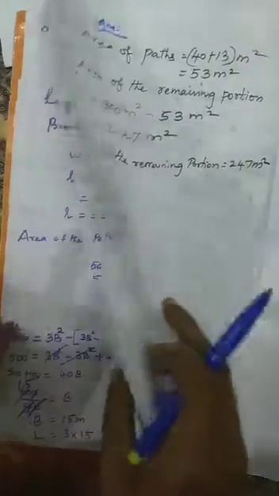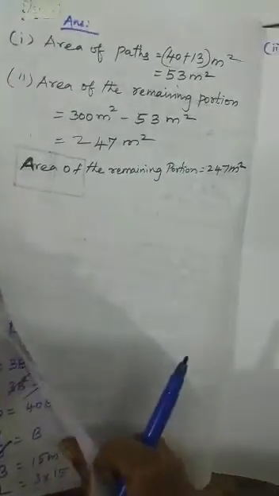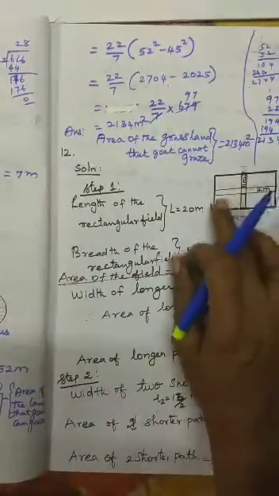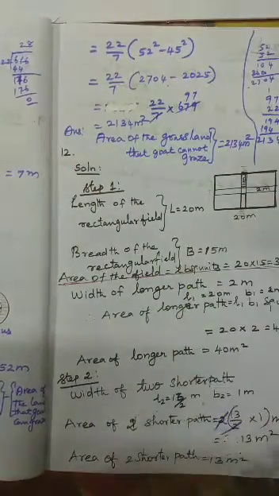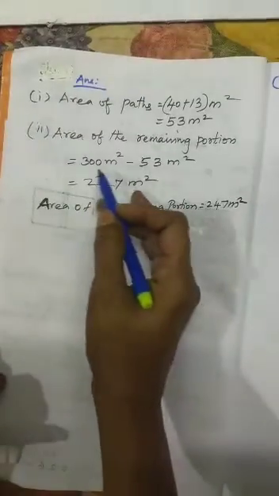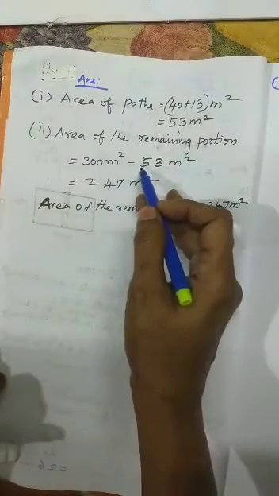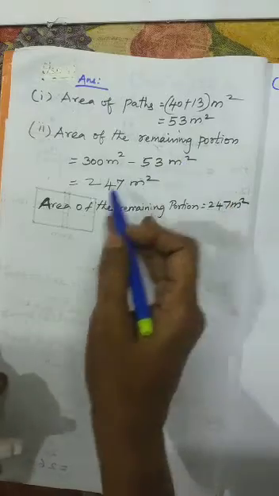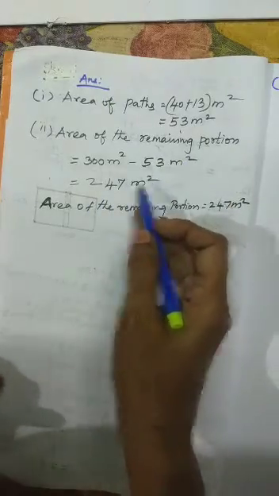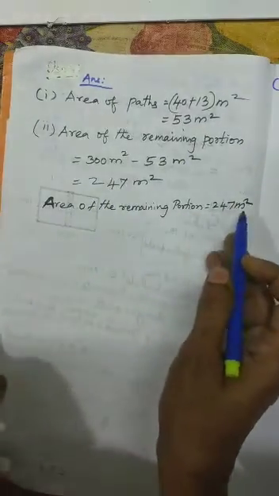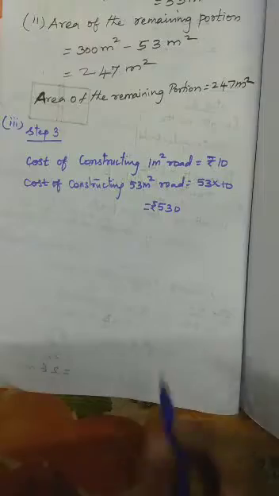Then second one answer is area of the remaining portion. What is the remaining portion here? Without path, remaining portion is here. These are all remaining portion. Full portion is 300 meter square minus 53 meter square equal to 247 meter square. So area of the remaining portion is 247 meter square.